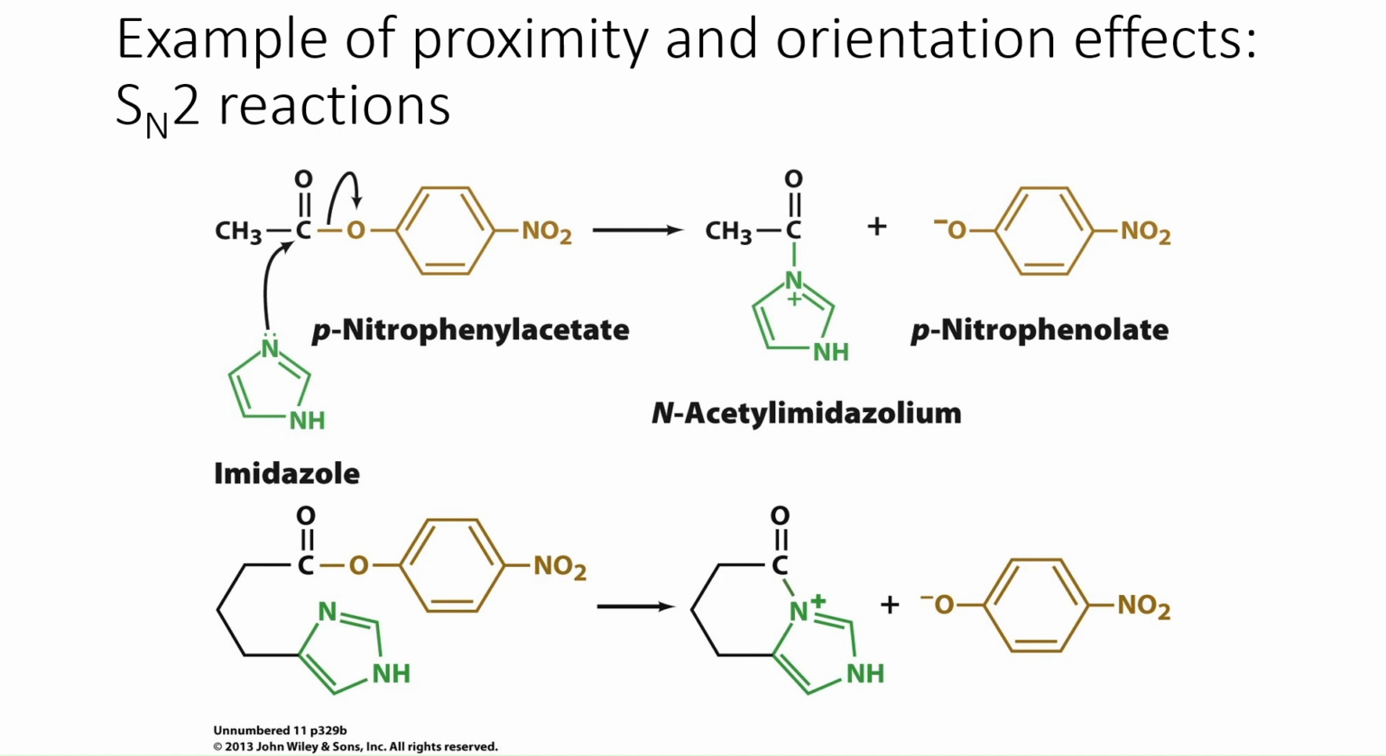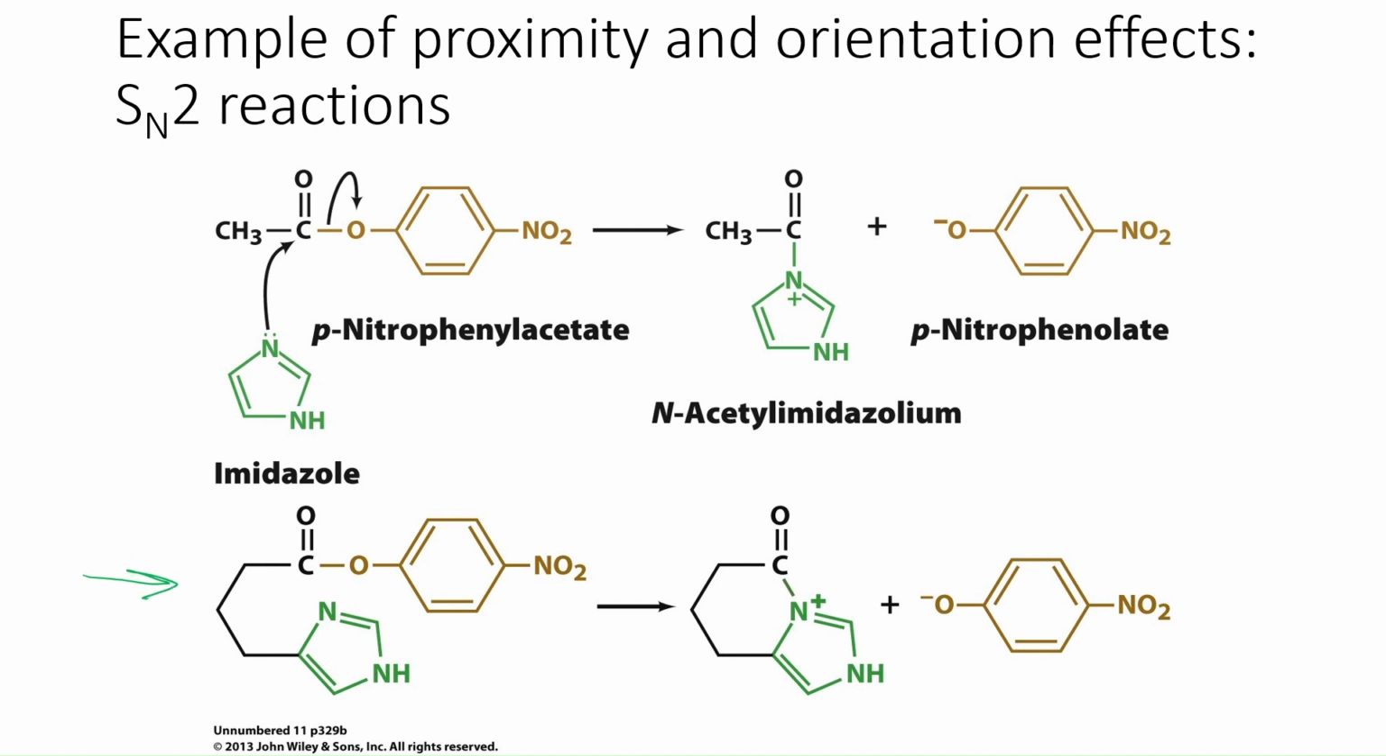And we have this movement of electrons that helps to basically make two different products. So the imidazole ring attaches to the carbonyl carbon, and we get this N-acetyl imidazolium, excuse me, and this p-nitrophenolate ion. So essentially we are making one bond and breaking another bond, right? And so this reaction is not super fast, but you can change it up a little bit by looking at this reaction that we have going on at the bottom.